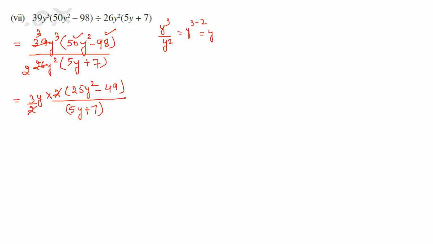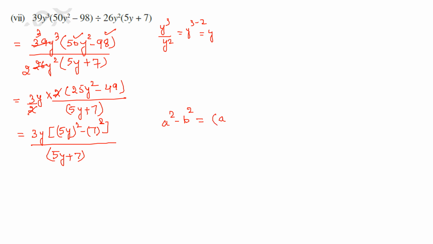Now here also you can get some clue from the denominator. See, denominator is 5y plus 7. And you just see 5 square is 25, 7 square is 49. It means now you can write this 25y square minus 49 as 5y whole square minus 7 whole square, isn't it? Divided by 5y plus 7. Now think, which identity shall I use? You have guessed it right, I think. Then the identity I'm going to use is a square minus b square, which will give me a plus b into a minus b.